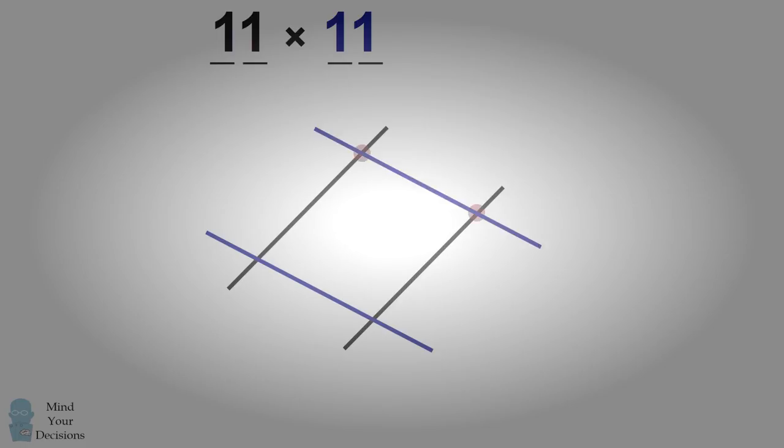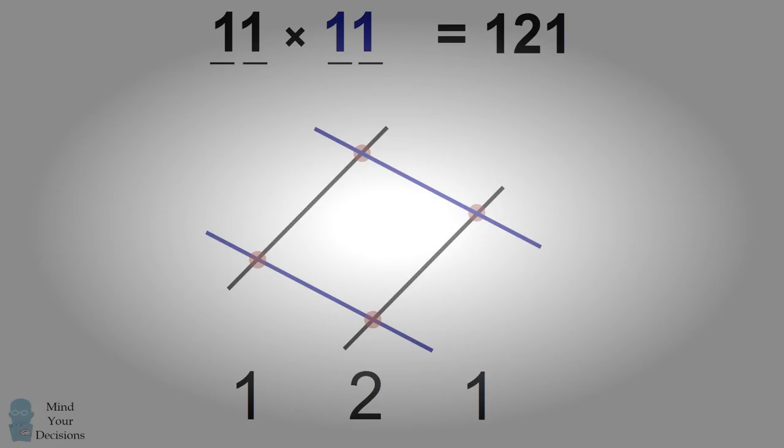To get our result, we're going to count out the number of intersections between the lines. On the very far right, we look at the vertically lined intersections, and we have 1. In the middle, these two intersections are vertically aligned, so we have 2 intersections. And finally, on the far left, we have 1 intersection. So our result of 11 times 11 is 121.